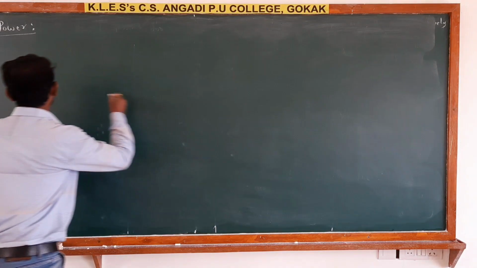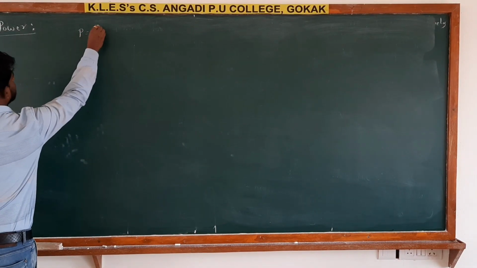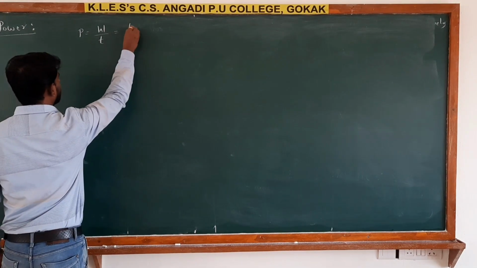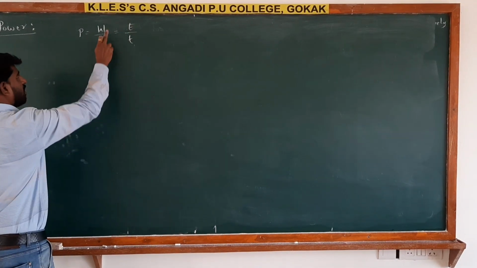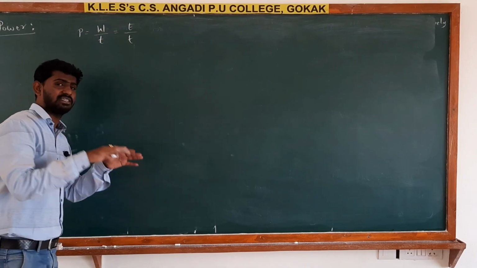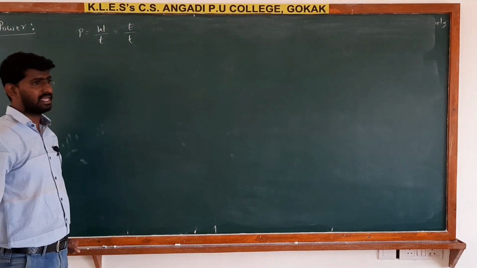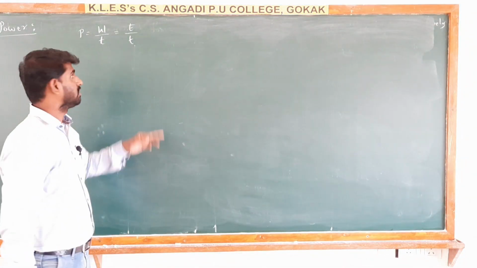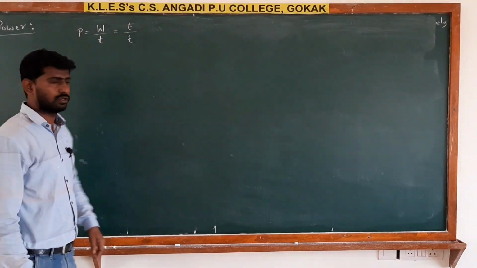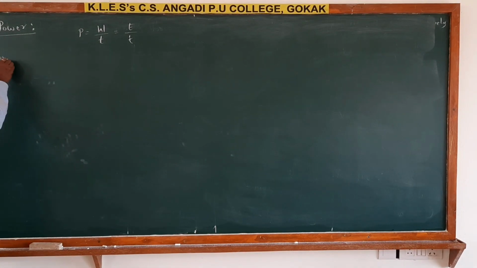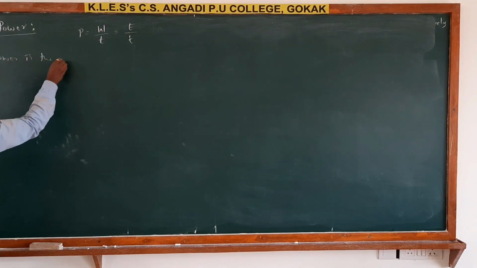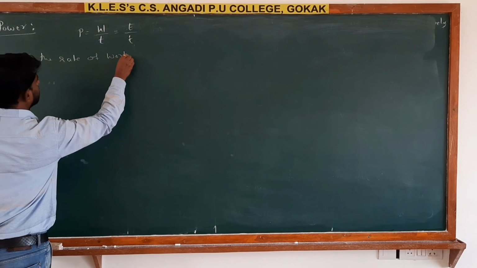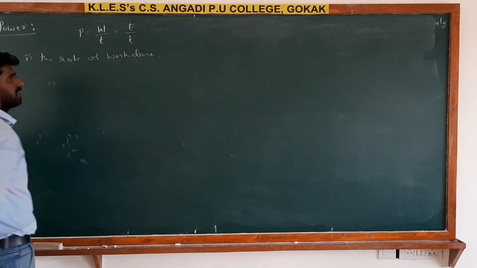So I can write power P is equal to work done divided by time. The value of work done is equal to energy. So the rate at which work is done is called the power, or you can say the rate at which energy is transferred or consumed is called the power. The power is the rate of work done.